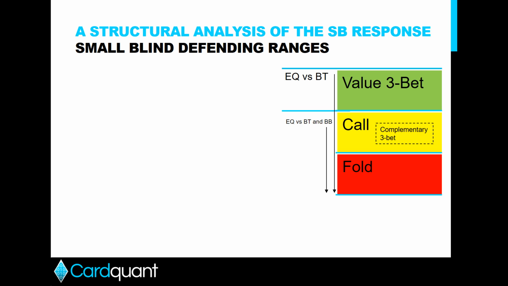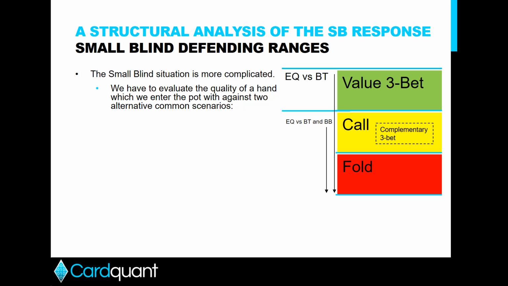In the small blind, things are a bit more complicated. So we have to evaluate the quality of a hand which we enter the pot with against two alternative common scenarios. A 3-way 2-bet pot, which is when we call in the small blind and the big blind overcalls, and a heads-up 3-bet pot, which is when we 3-bet from the small blind, the big blind folds, and the button calls.